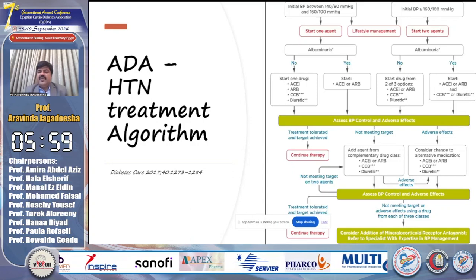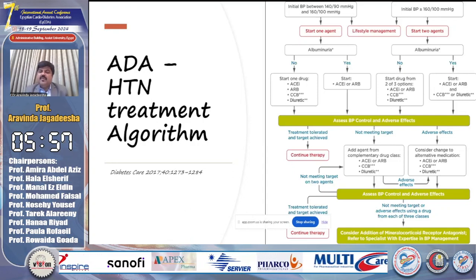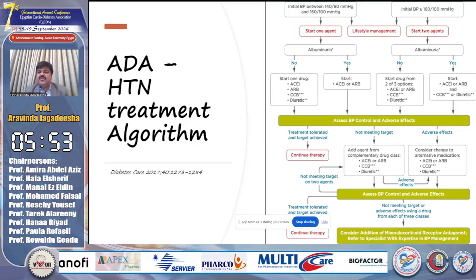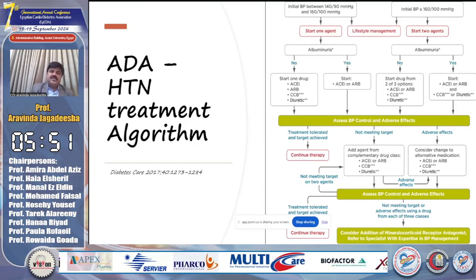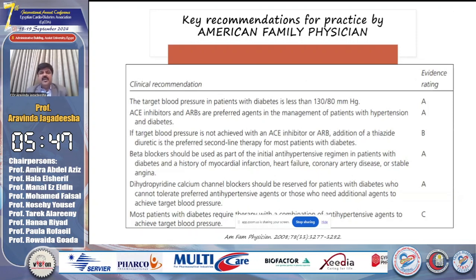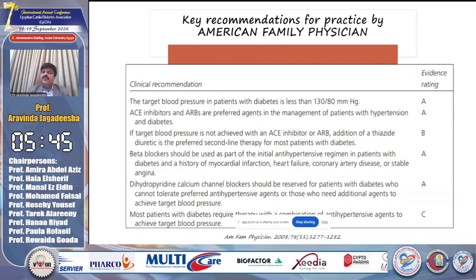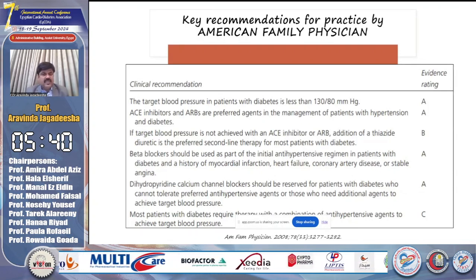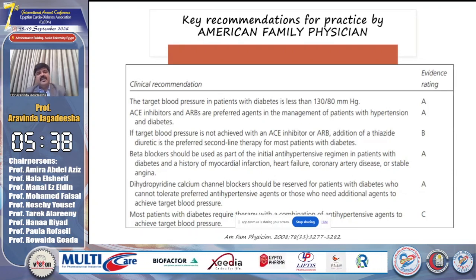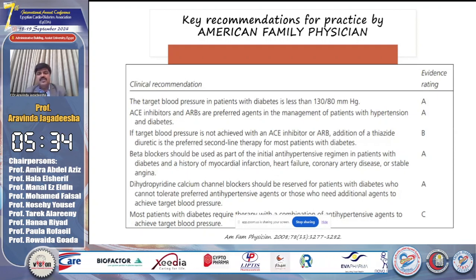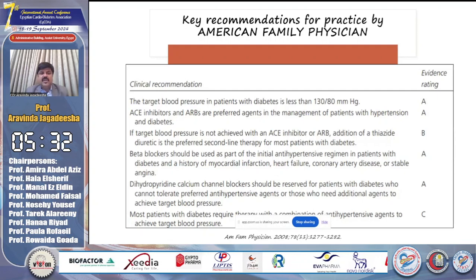Once again, if there is no control, you can add a mineralocorticoid receptor antagonist as well as make a reference to a hypertension specialist. So, key recommendations for practice by American Family Physician. The target blood pressure in patients should be less than 130/80. ACE inhibitors and ARBs are the preferred agents. If target blood pressure is not achieved, you can add on thiazide diuretics.